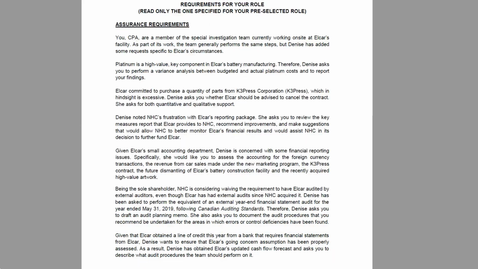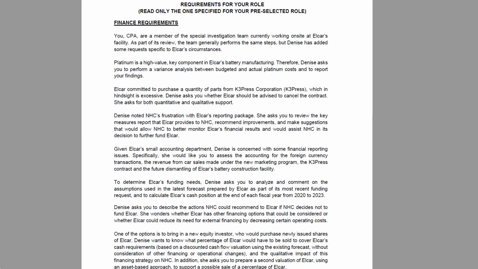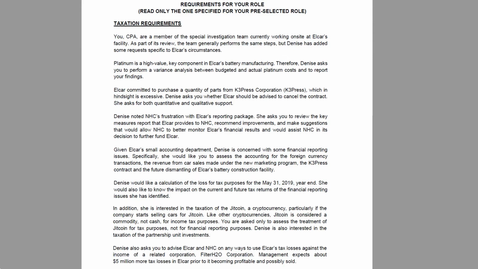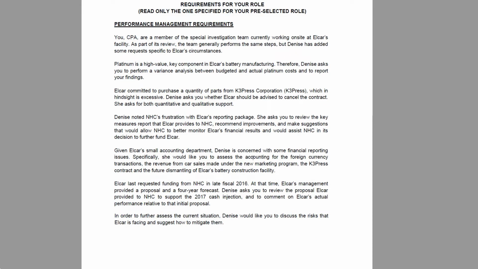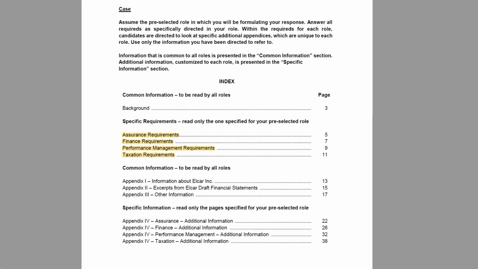After the background, you'll see the requirements for your role. Since the exam has 4 different roles, all of them will be attached to the exam booklet. The order is always assurance, finance, PM, and taxation. You have to read only your role's requirements. For example, if you're writing PM, skip all the other requirements, even paperclip them together so they don't get in your way, and jump to your requirements only. If you look at the index again, you can clearly see how the role requirements are organized: assurance, finance, PM, and taxation.